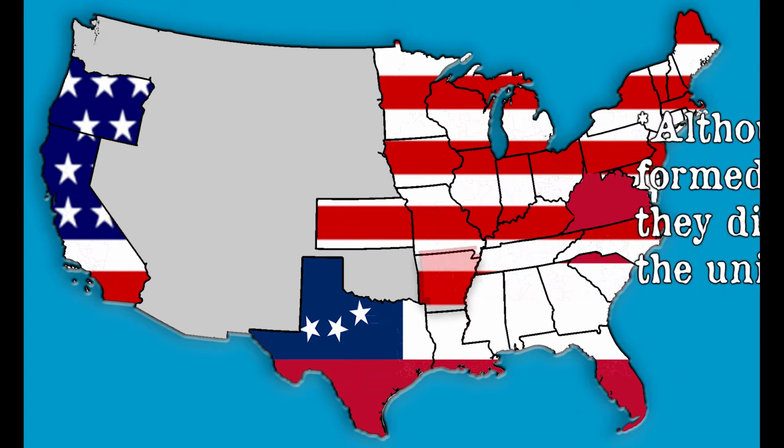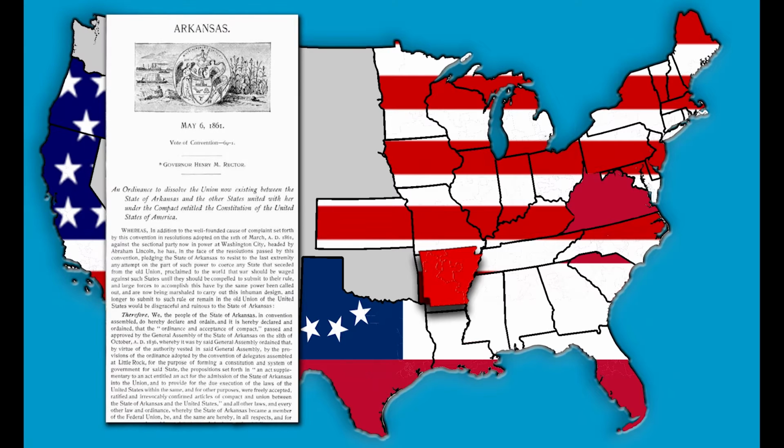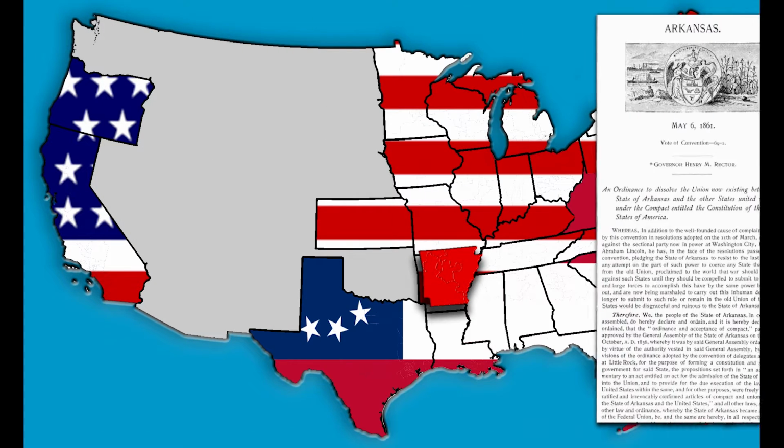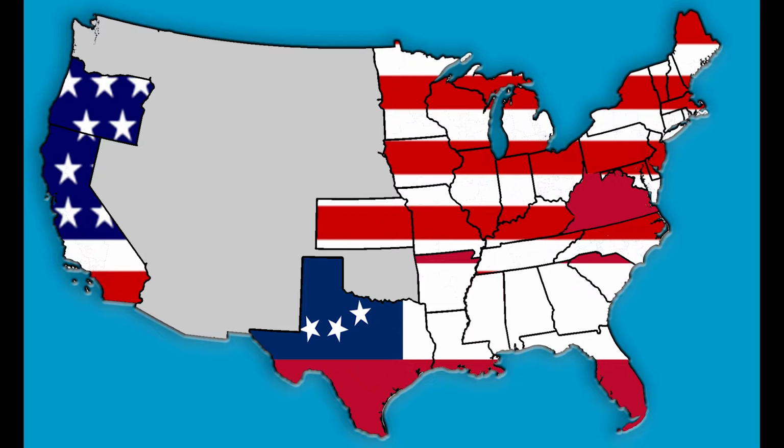Over the previous months, secessionists and a majority-held Unionists argued it out in the Arkansas Secession Convention. Although a people's vote was planned for August, the Battle of Fort Sumter and Lincoln's calls for 780 men to restore law and order pushed the convention to vote. On May 6, 1861, the convention voted almost unanimously in favour of seceding. Arkansas joins the Confederacy.